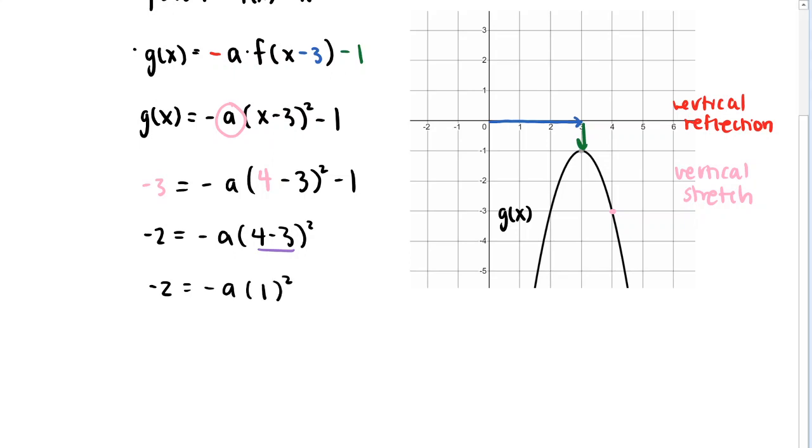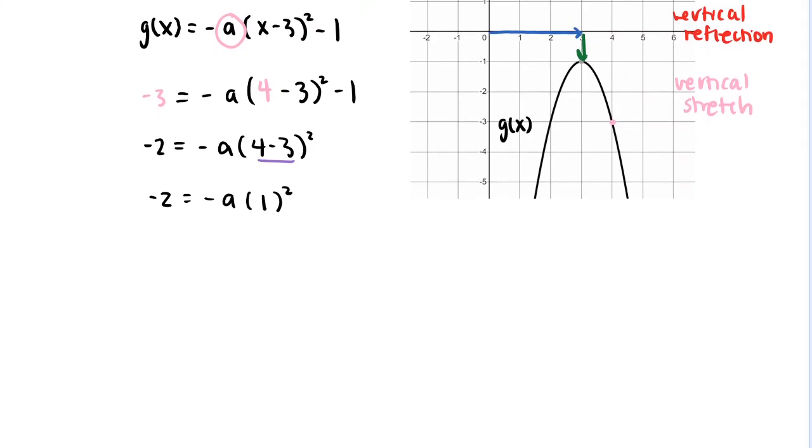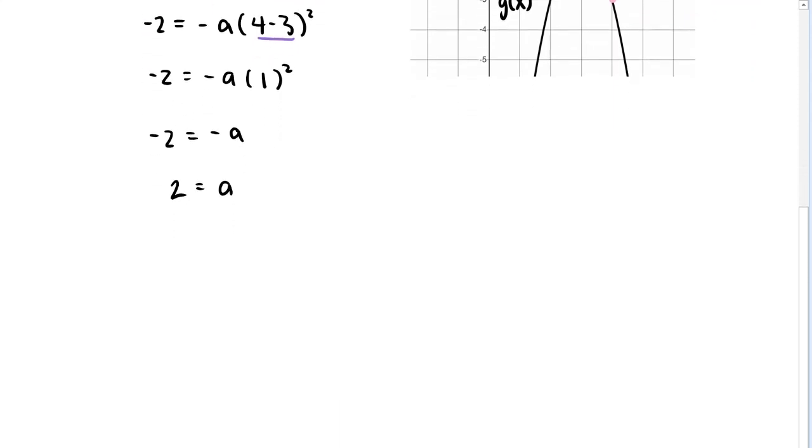And 1 squared is just 1 again, and multiplying that by a is just going to leave it alone. So I have -2 is equal to -a, and so that tells me that a is equal to 2. This function is a stretch of our parabola by a factor of 2. And then it also includes a reflection over the x-axis, a vertical reflection. And so at the end of the day, this function g of x can be read off as -2 times x minus 3 squared, take away 1.